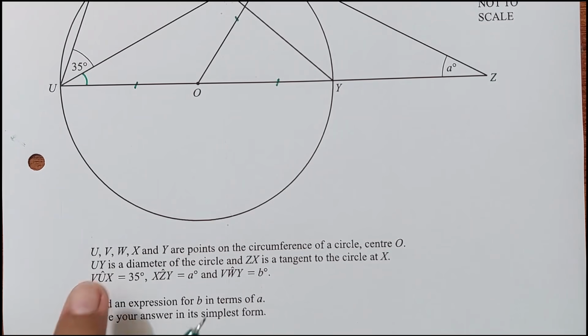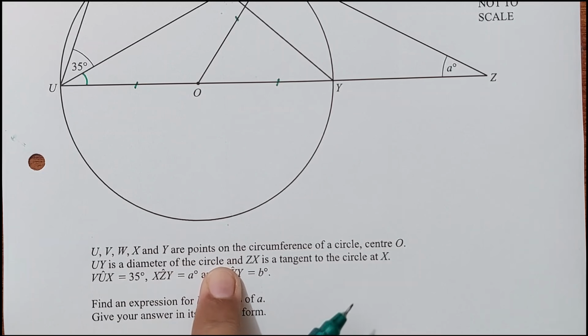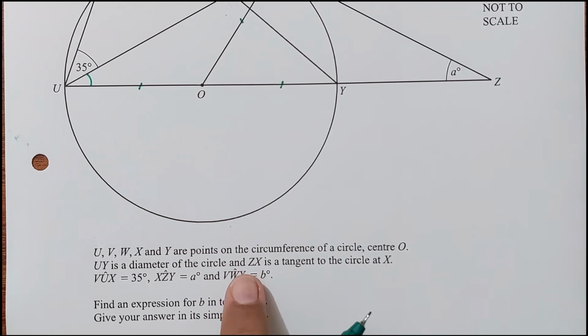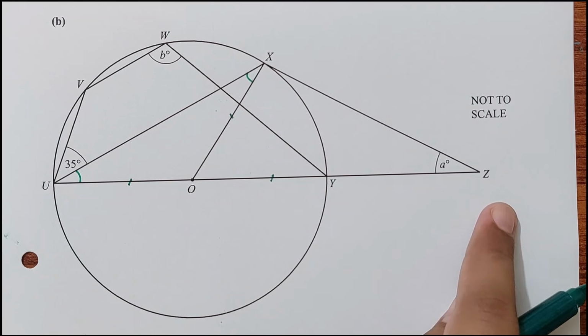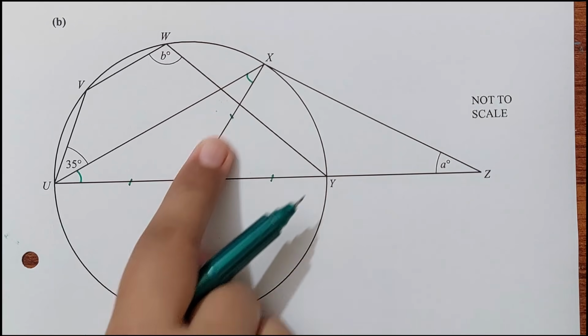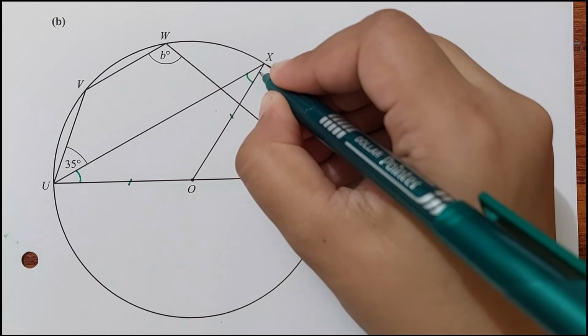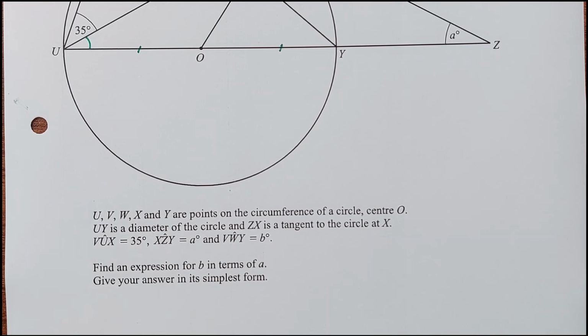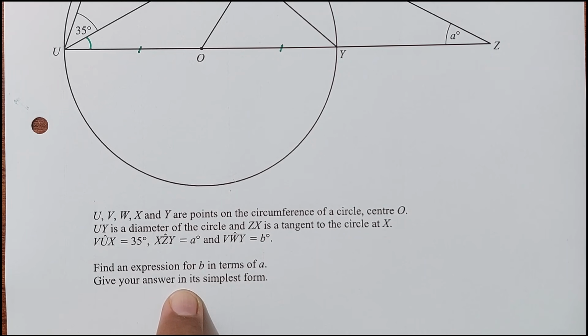The next information is UY is the diameter of the circle. ZX is tangent to the circle at X. So we know that a tangent is perpendicular to the radius of a circle. So this is 90 degrees, and this is angle A. Now VUX is 35 degrees, XZY is A degrees, and VWY is B degrees. Find an expression for B in terms of A. Give your reason. Give your answer in its simplest form.